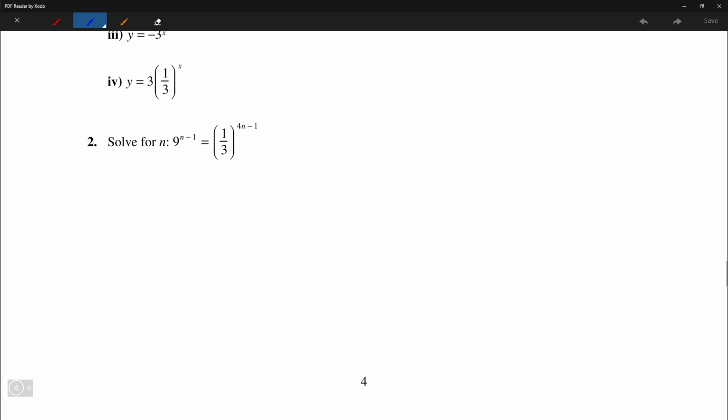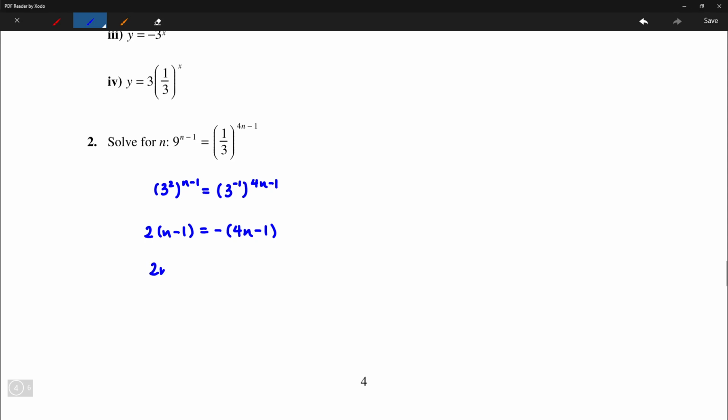So for questions like these, we're looking for a common base. In this case, we can use the base of 3. Of course, 9 is equal to 3 squared. And then on the right-hand side, 1/3 is 3 to the -1 power. So that means on the left-hand side, we have 2 times n minus 1. And on the right-hand side, we have negative, and then in parentheses, 4n minus 1. So now we can solve for n.